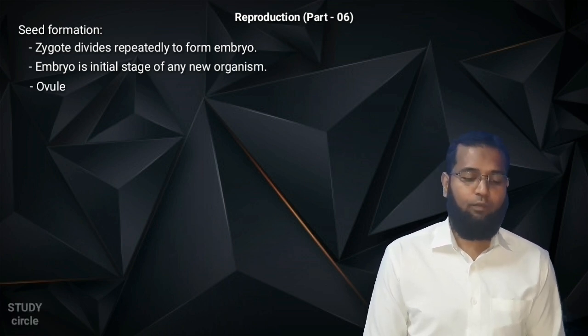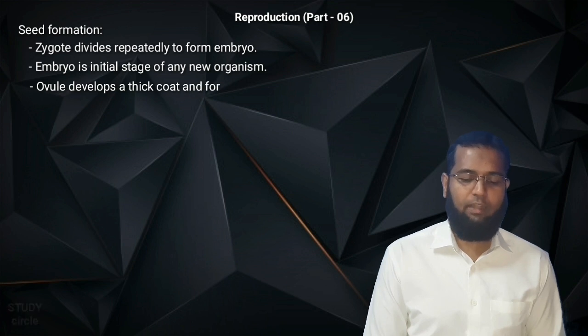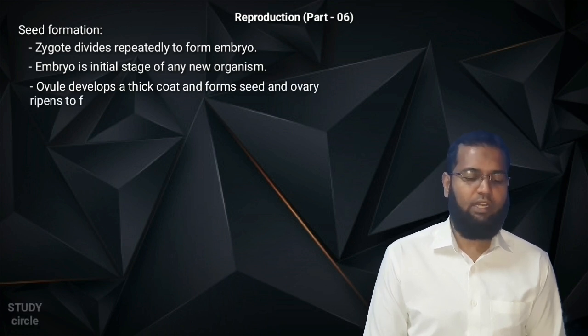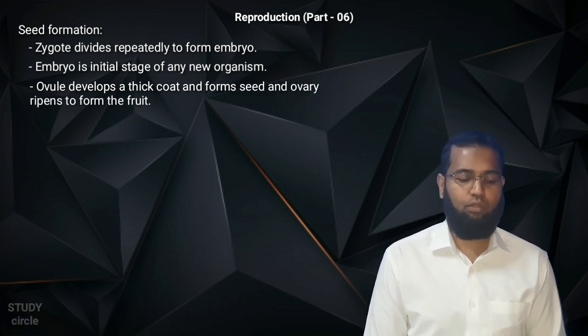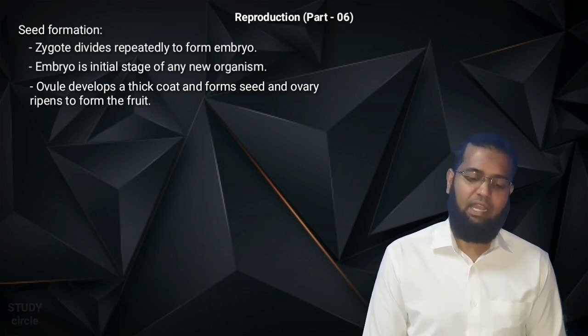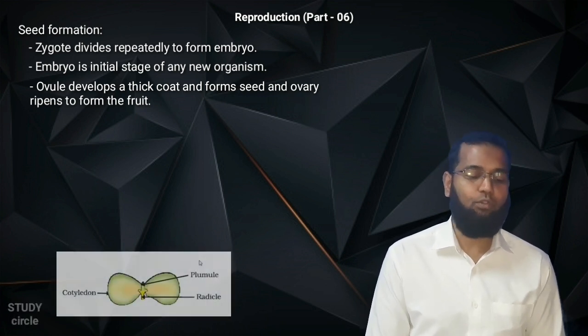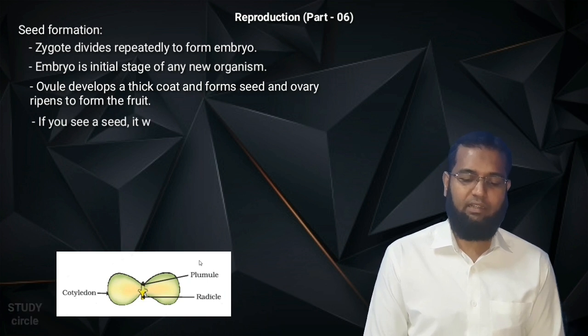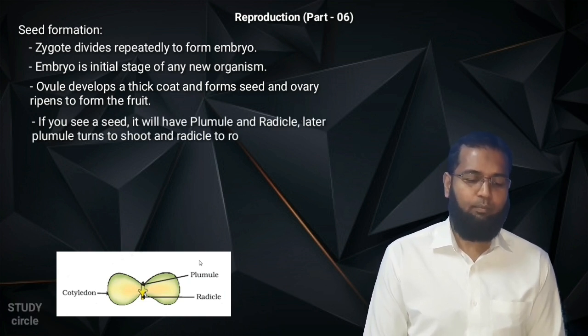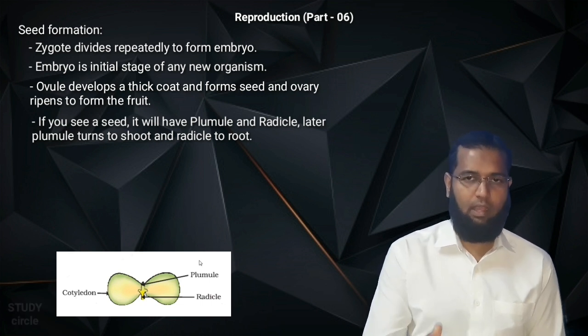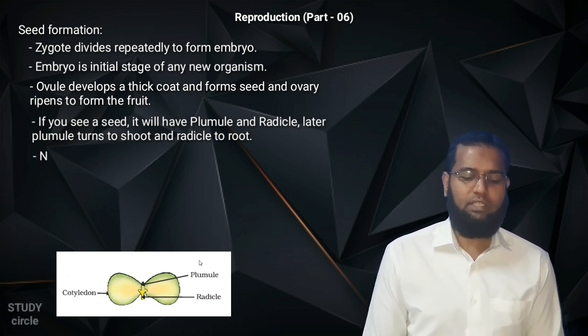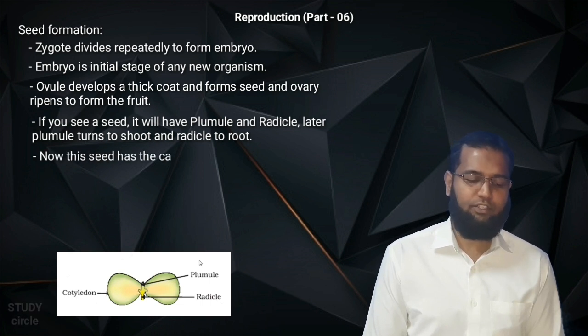By the way, the ovule develops a thick coat and forms a seed, and the ovary ripens to form the fruit. So ovule will turn into a seed and ovary will turn into a fruit. If you see a seed, it will have plumule and radicle. Later, plumule turns to shoot and radicle turns to root. So about seeds and types of seeds we will see in the upcoming slides. Now this seed has the capability of giving rise to a new plant.